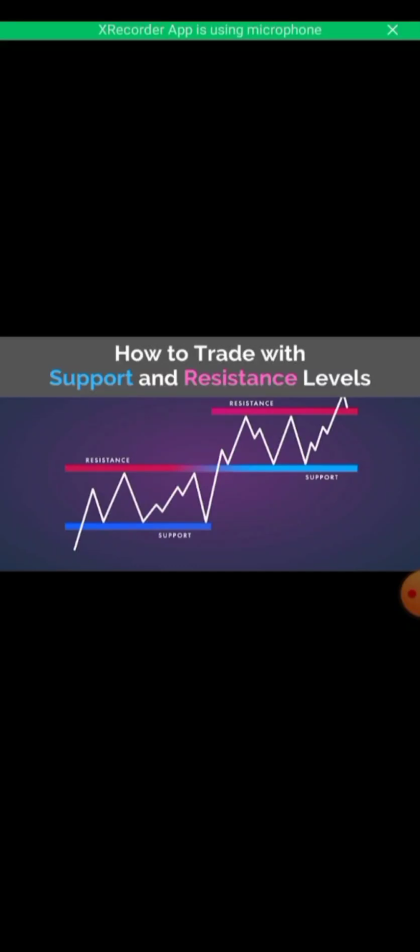What is support and what is resistance? As we all know, support and resistance is the backbone of technical analysis, because 30% or 40% of what we'll be doing in technical analysis is based on support and resistance. Firstly, let's know what support and resistance are, and how we are going to identify them in our trade.